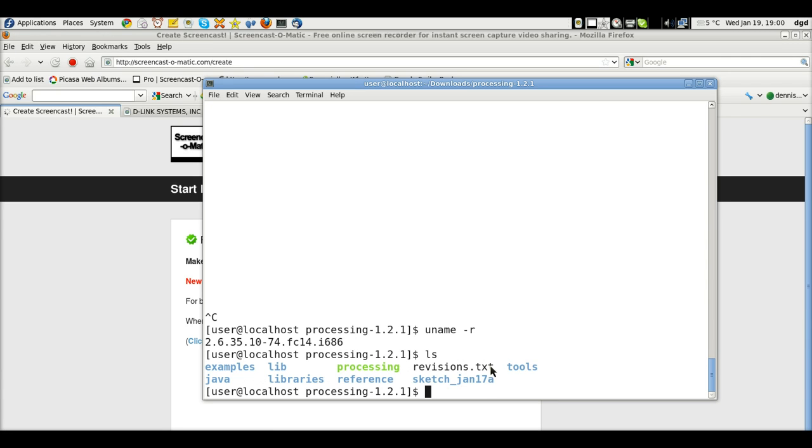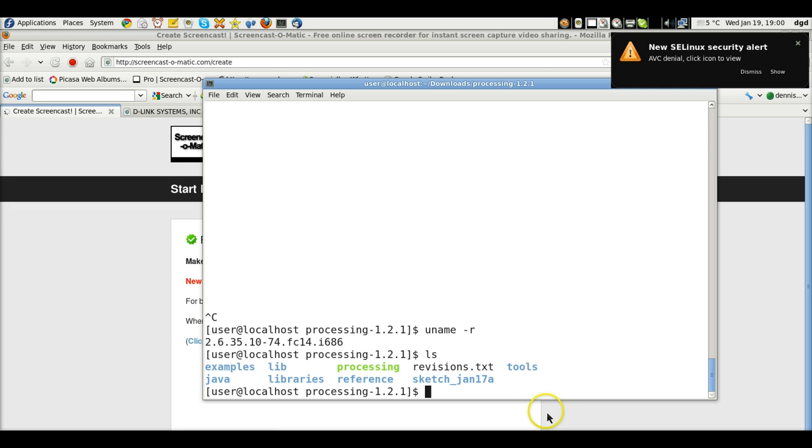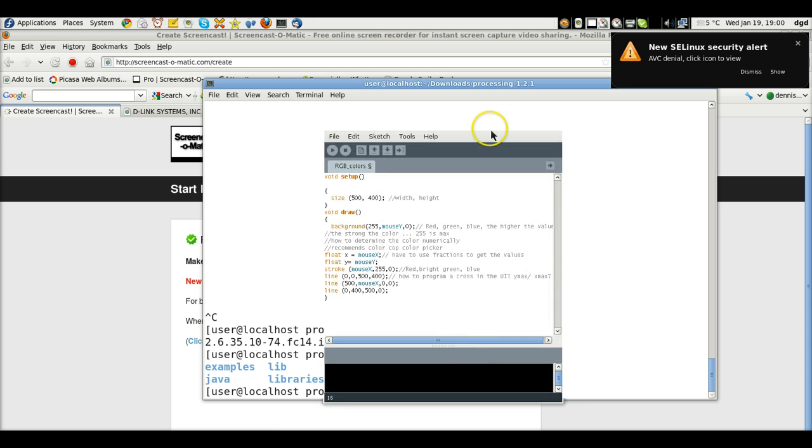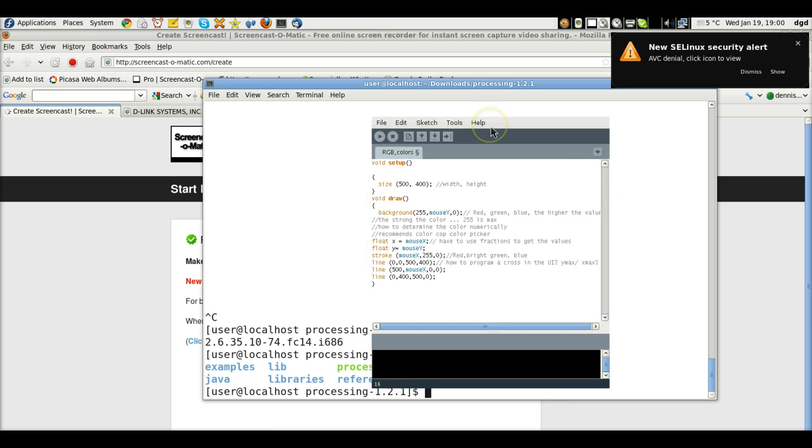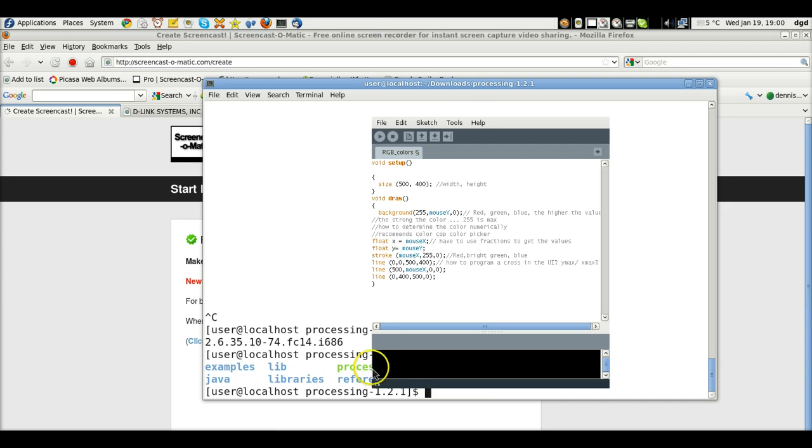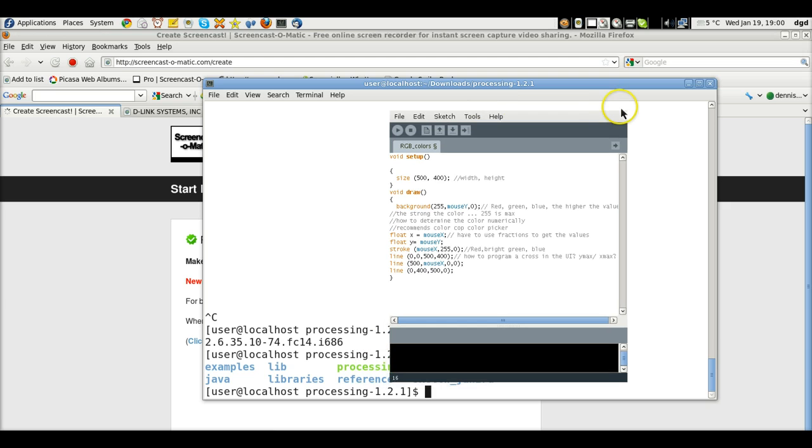And just so you know, I'm in processing 1.2.1, and processing hung. And it's hung so much that even after I killed the terminal, it's still running. I can't kill it.